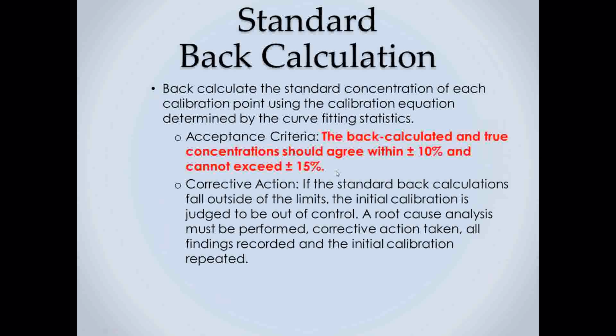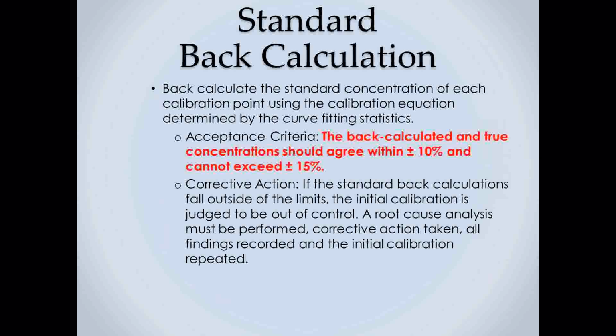So an example, let's say you're using a 10 ppm standard. You run your calibration line. Then you go back and recalculate that standard from the calibration equation, and it's got to agree at least plus or minus 10% or cannot exceed plus or minus 15%. So if I have a 10 ppm standard, plus or minus 10% is 9 to 11, or 8.5 to 11.5. So you've got that situation there that you go back and you check your calibration line, because no matter if it fits well or not, it's got to be able to calculate standards.